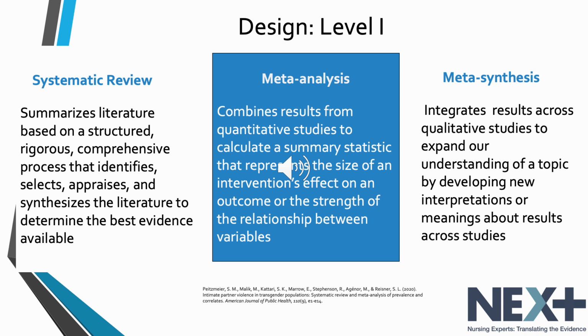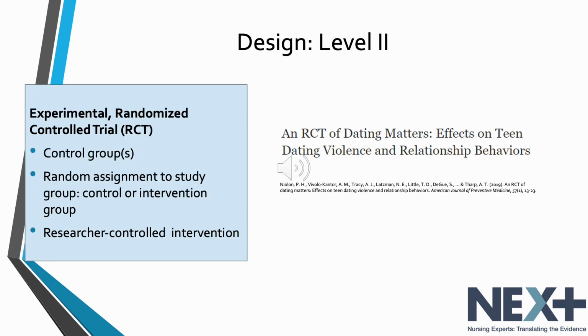Level 2 indicates experimental research, the randomized controlled trial, or RCT. There are 3 elements of an RCT: control group, random assignment to a control or intervention group, researcher-controlled independent variable or intervention. Validity of a research study refers to how well the results among the study sample represent true results in a similar larger population of interest.